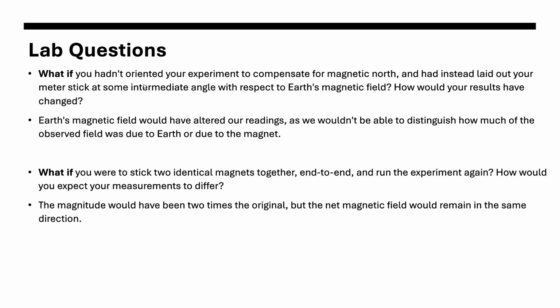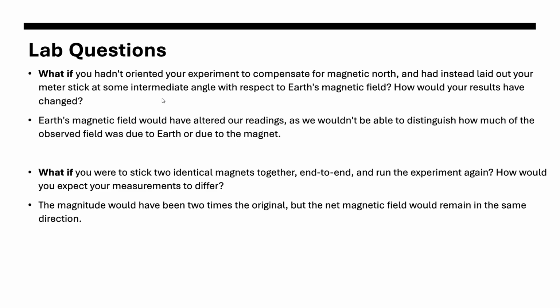Lab questions. What if you hadn't oriented your experiment to compensate for magnetic north and had instead laid out your meter stick at some intermediate angle with respect to Earth's magnetic field? How would your results have changed? Okay, so Earth's magnetic field would have altered our readings as we wouldn't be able to distinguish how much of the observed field was due to the Earth or due to the magnet, because we would read the net magnetic field.